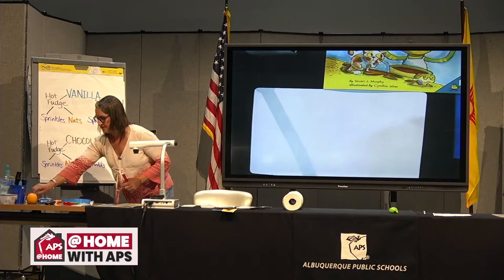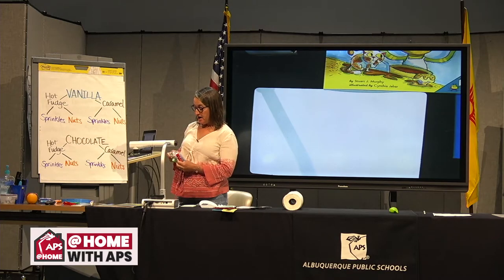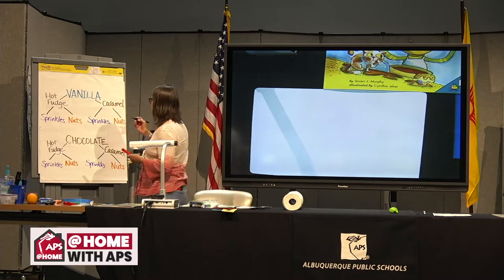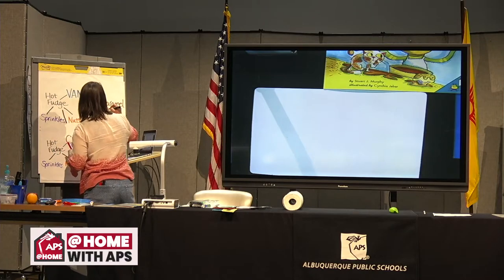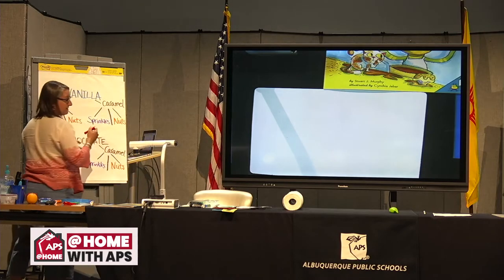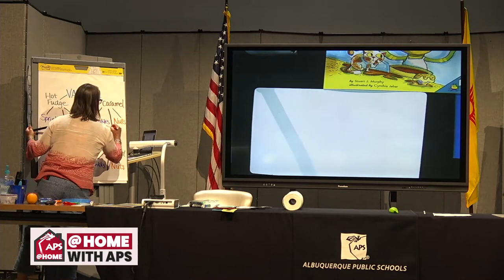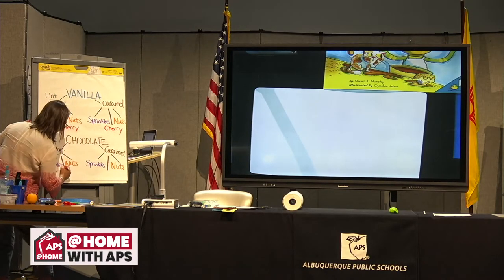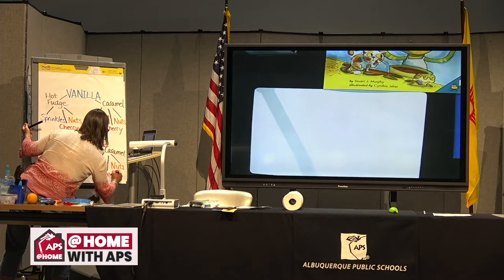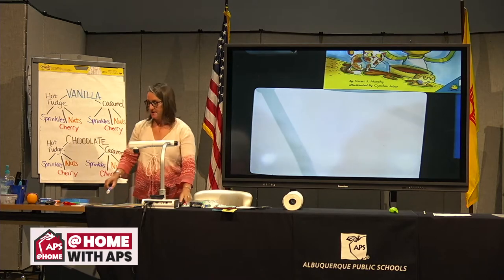But I'm wondering this. What would happen if we added another topping? So what if for each of these we added a cherry? Some people like to have a cherry on their sundae, right? Let's see how this changes our number of choices. We had 8. Let's count up how many we have now, and we'll use tallies again to figure it out.